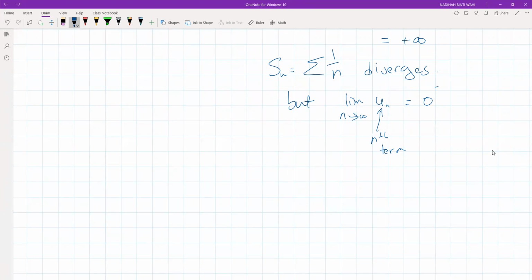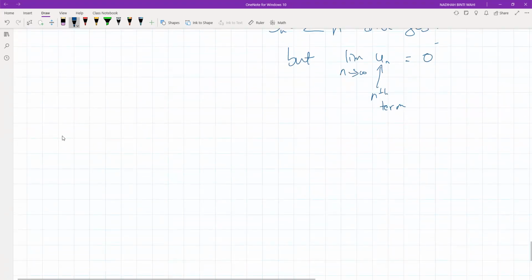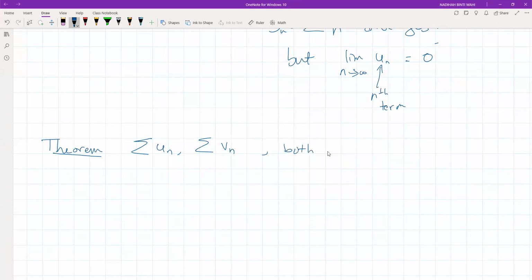Let's see this one. Okay, and so what if we have more than 2 series? Let's say a theorem. Okay, let's say we have a series of u n and then a series of v n, and both are convergent. Both are convergent.